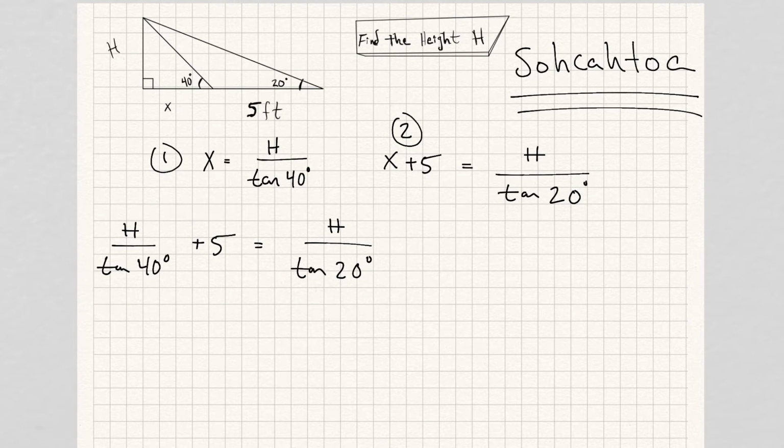Working from here, I'm going to take all this stuff to one side. So now I'm going to have 5 equals h over tangent 20 degrees minus h over tangent 40 degrees. Why am I subtracting? Here I have this on the left-hand side of the equation, and I want to move it over to the right-hand side. How do I do that? Transpose and apply. Whatever is being done, I do the opposite to move it across the equal sign.